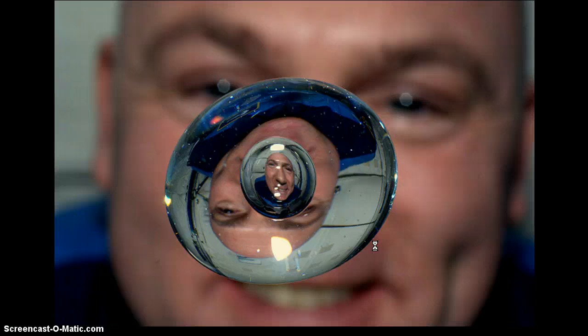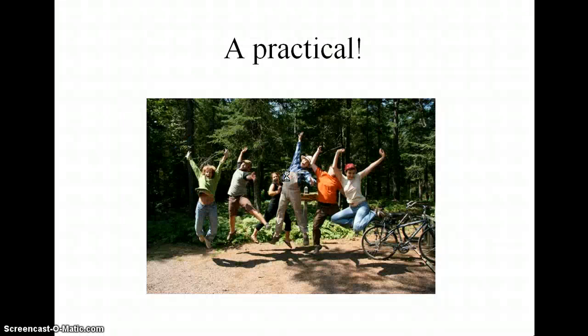Here's a rather nice picture. This is on the International Space Station. I think this is a water bubble with an air bubble trapped inside of it. We could spend quite a while trying to figure out why he's upside down in here and right way up here. That's pretty cool.